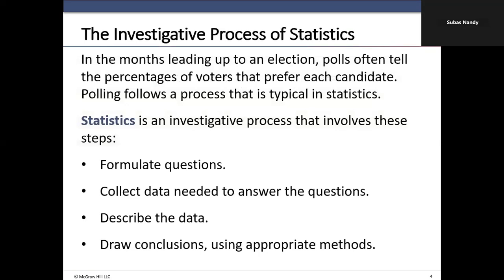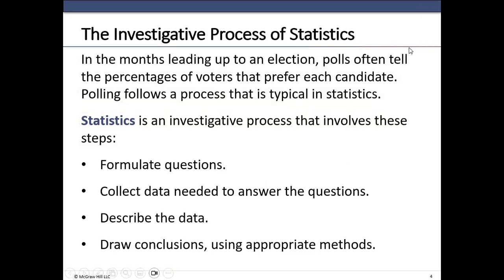In the months leading up to an election, polls often tell the percentage of voters that prefer each candidate. Polling follows a process that is typical in statistics. So, what is statistics? It's an investigative process. That means we conduct an investigation or a search that involves these steps. First, we will formulate the questions we want to answer. Then we will collect data needed to answer those questions. Then we will describe the data or the information that we have gathered, and we will draw conclusions using appropriate methods.